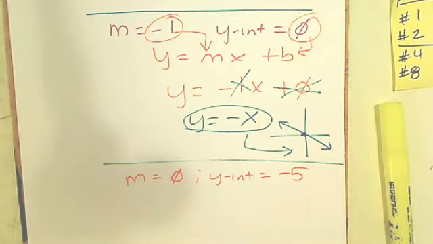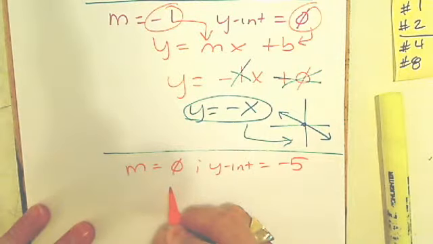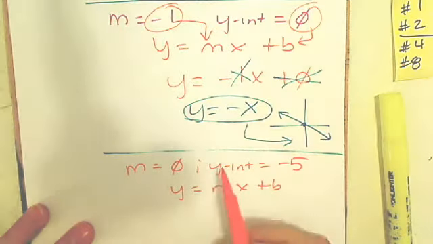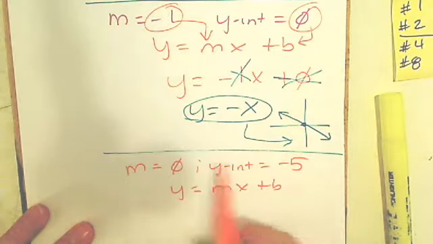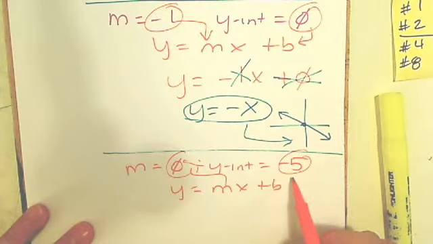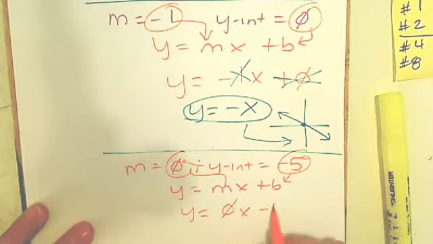Okay. What's my slope-intercept form? Okay. What am I substituting in? Okay. Then what's my equation? No. 0. In this case, 0x minus 5.